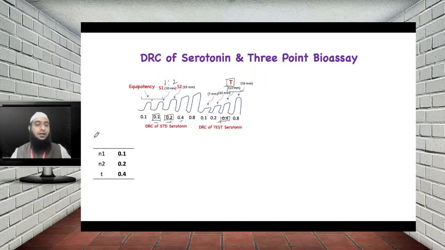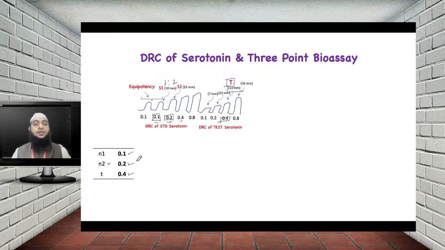So what you have selected here: N1 is the dose of the standard 1, we have selected 0.1 ml. N2 is the dose of the standard 2, we have selected 0.2 ml. And T, that is small t, is the dose of the test that we have selected, which is 0.4 ml.